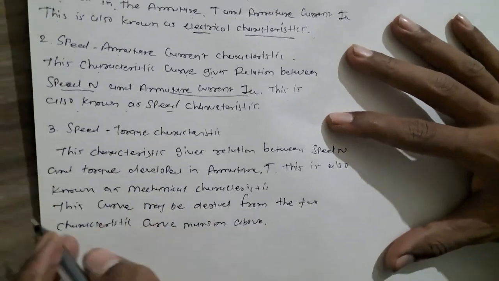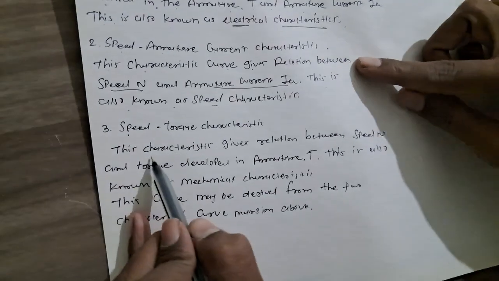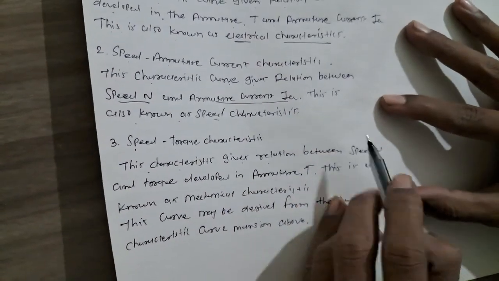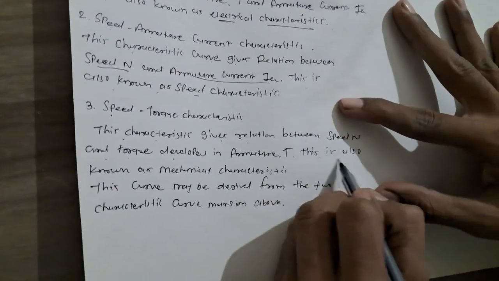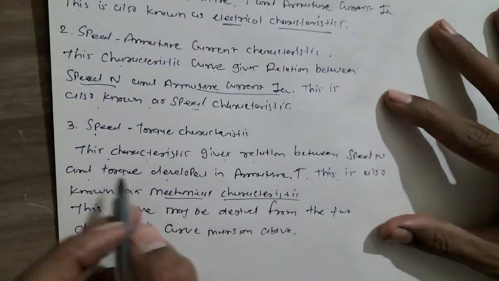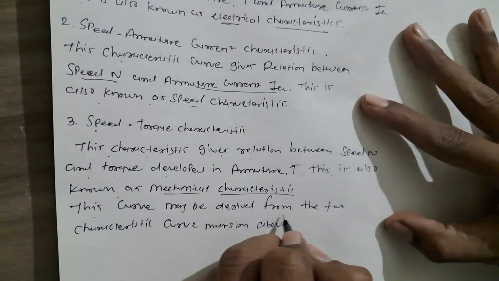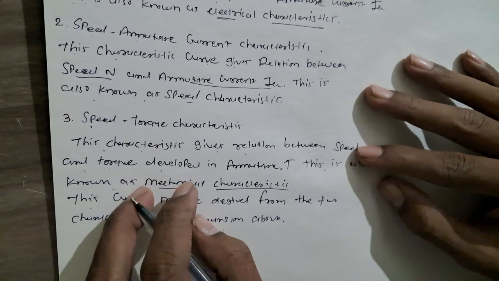Okay, so the third is the speed torque characteristic. This characteristic gives the relation between speed N and torque developed in the armature T. This is also known as the mechanical characteristic. This curve may be derived from the two characteristic curves mentioned above.